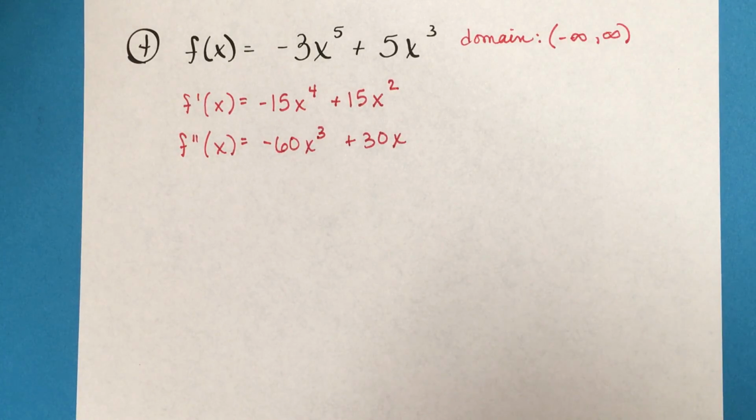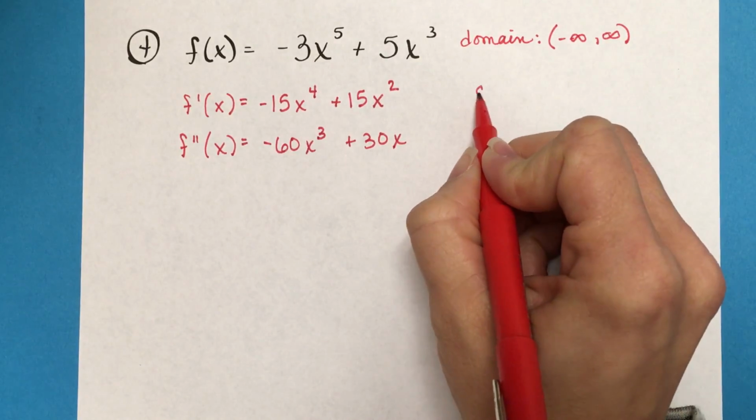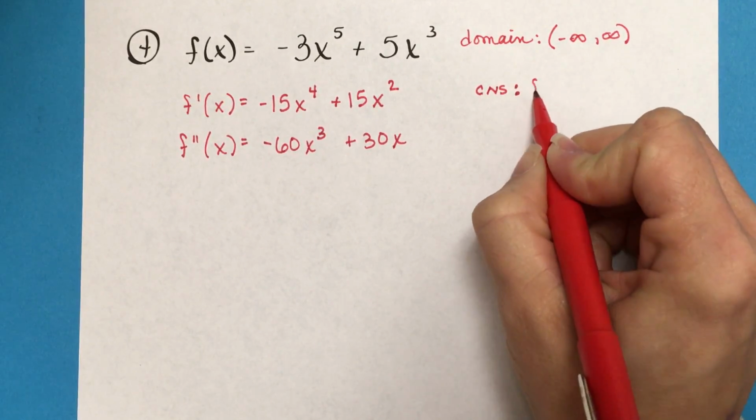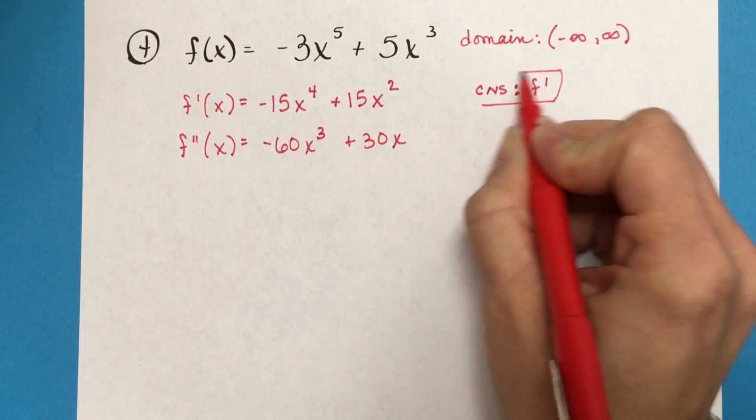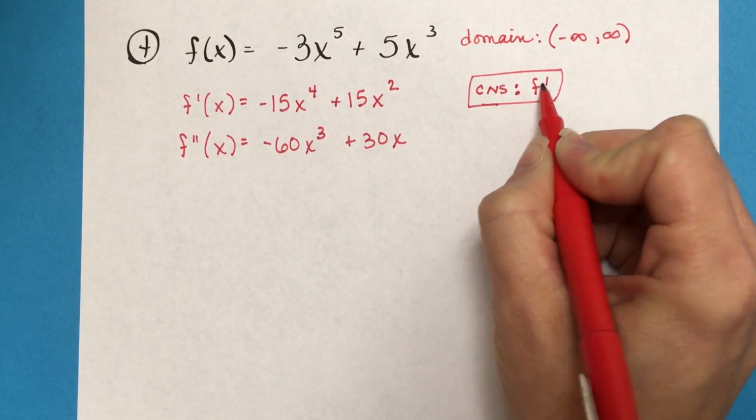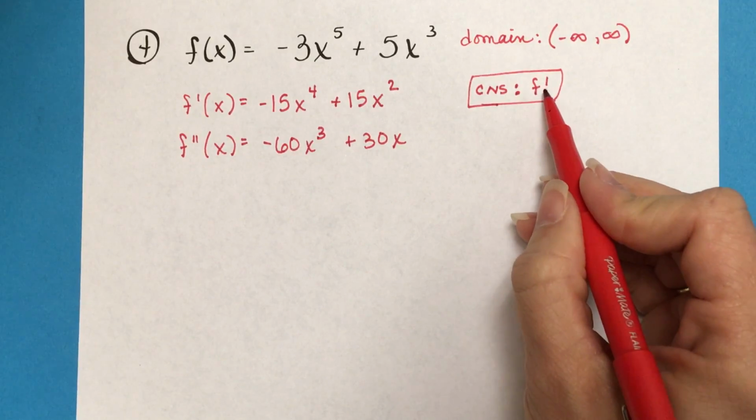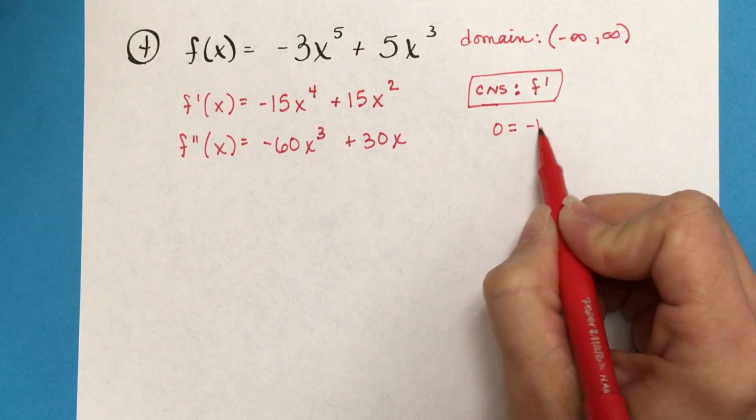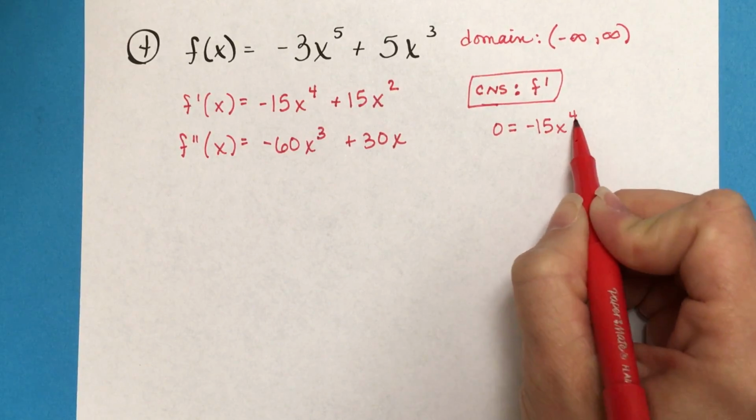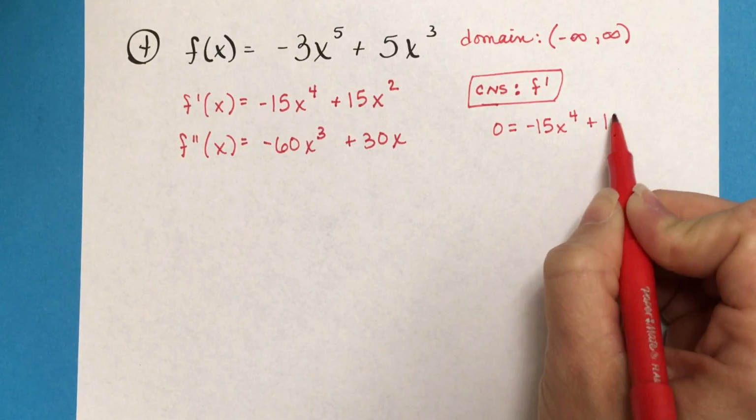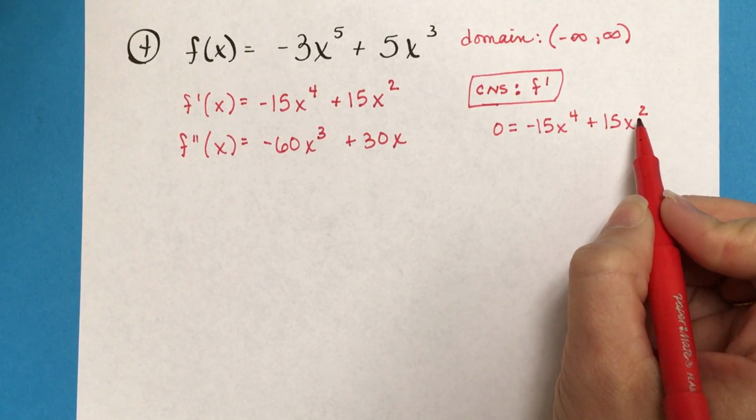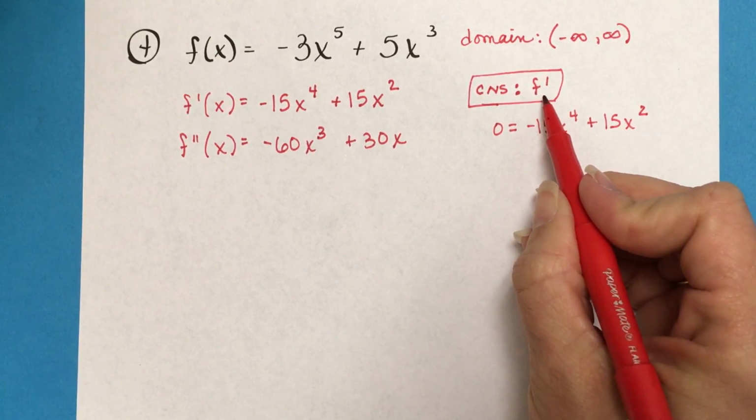Okay. Now, remember your critical numbers. I'm just going to say CNs here for critical numbers. Remember, that comes from your first derivative. Okay. So you've got to set your first derivative equal to 0. I mean, we're going to end up using the second derivative, but to get the critical numbers themselves, you have to get that from your first derivative.